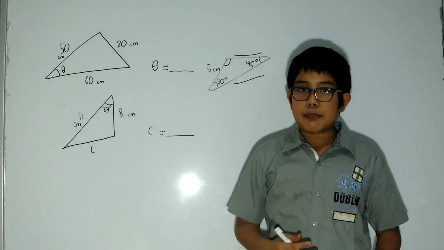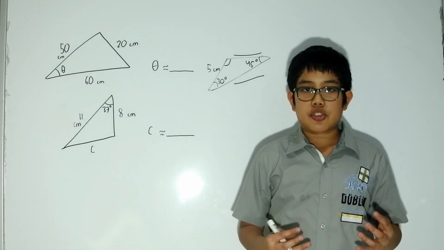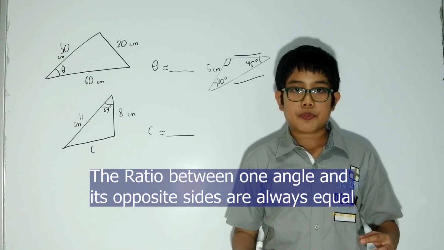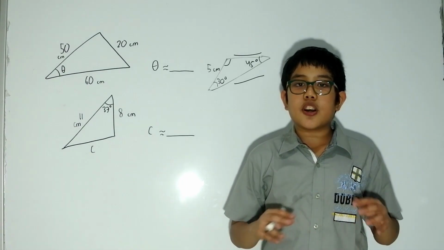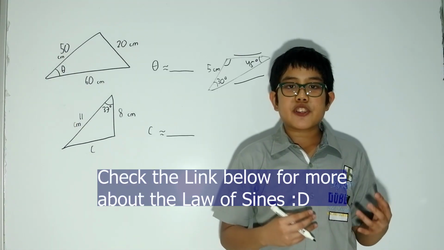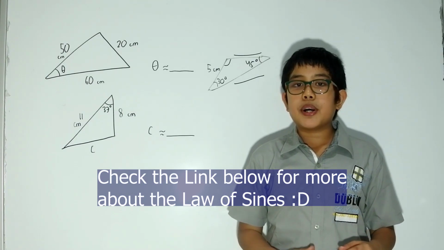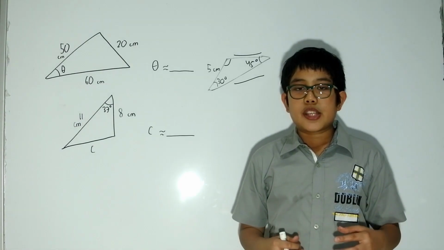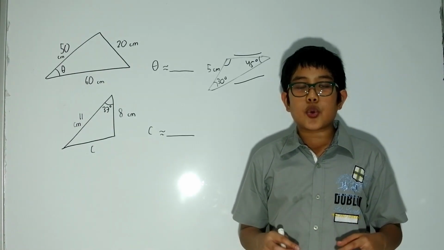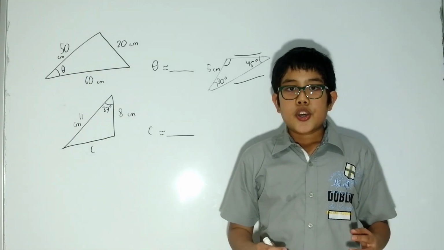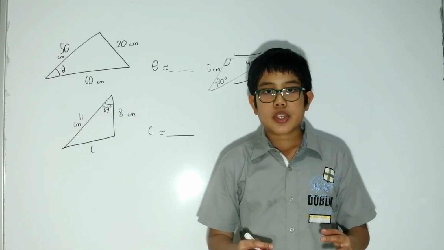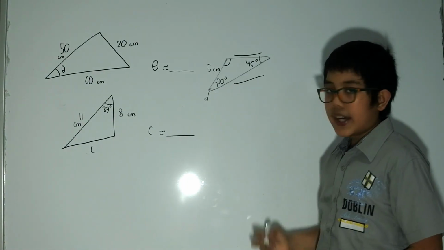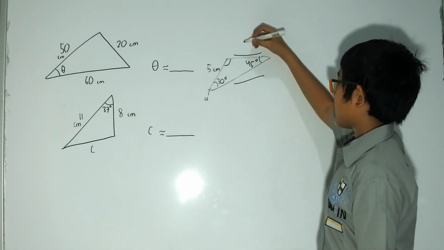So, just a quick recap about the law of sines. The law of sines tells you that the ratio between one angle and its opposite side is always equal. Also, if you want to know more about the law of sines, don't forget to check out my previous videos, because in there I go into the details. So, as I was saying, the ratio between one angle and its opposite side is always equal. So that says that they're always a pair: one angle, let's say this one, A, and one of its opposite sides. In this case, it's this one.